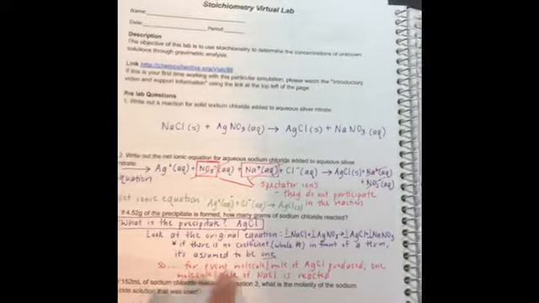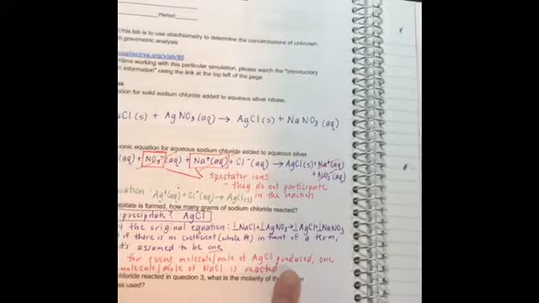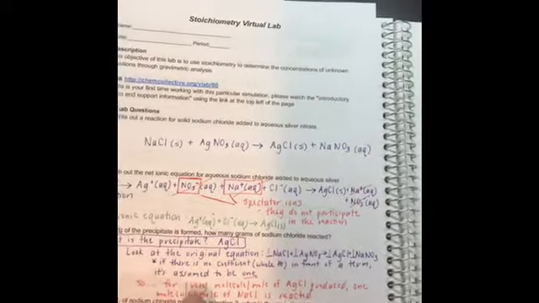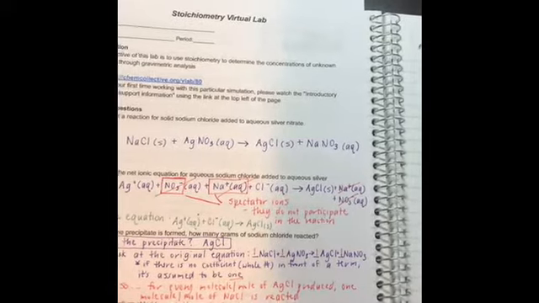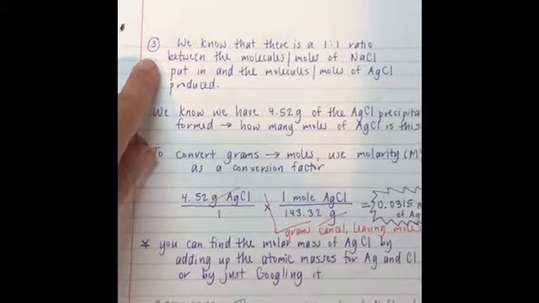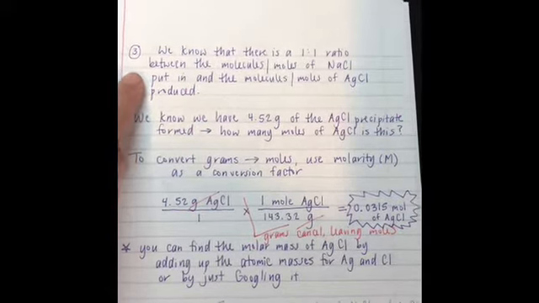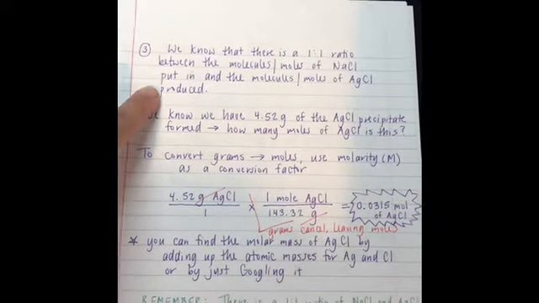So, for every molecule or mole of the silver chloride that we were producing, that means that 1 molecule or 1 mole of sodium chloride is reacted. So we come over here, right? We know that there's a 1-to-1 ratio between the molecules or moles of sodium chloride put in and the molecules or moles of silver chloride that are produced.